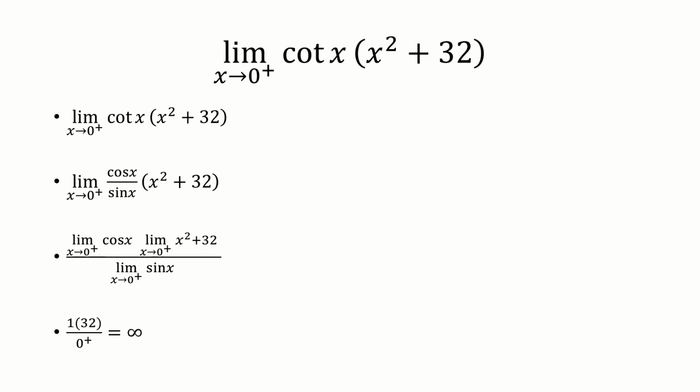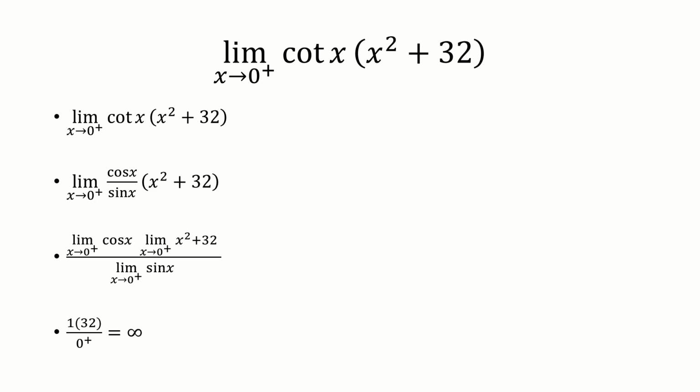The first one being cosine, the second one being x squared plus 32, and on the bottom we're going to have sine. So cosine, the limit as x approaches 0 is just going to go to 1. For x squared plus 32, that goes to positive 32. So for those, we just substituted x equals 0.